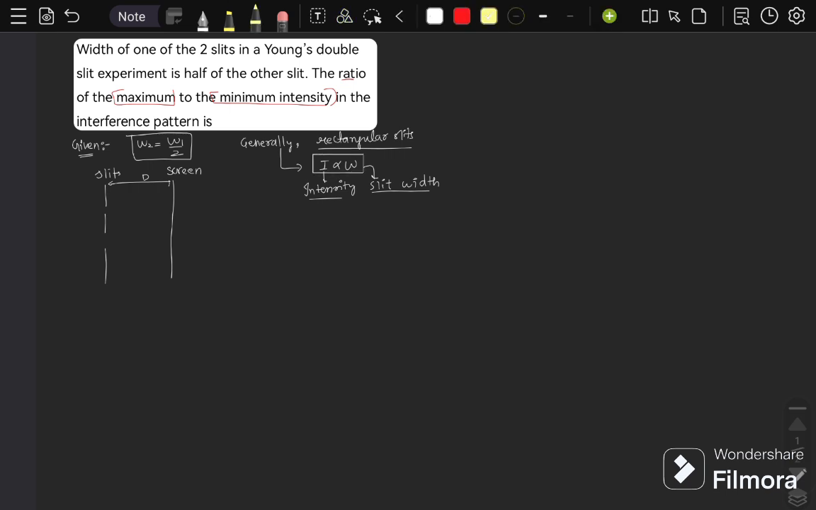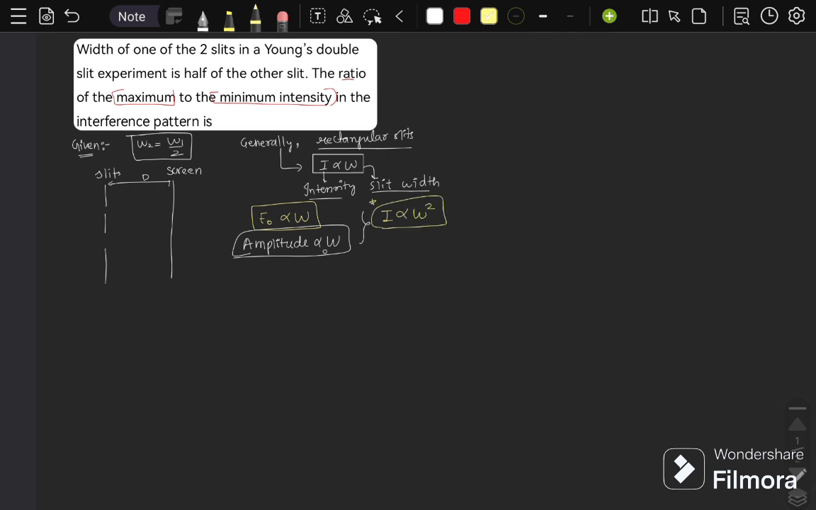In some cases it may be mentioned that E naught, or let's say B naught, generally E naught, varies with width. This may be mentioned in some questions. Otherwise it would be mentioned that amplitude is directly proportional to width. In both of these cases we take intensity directly proportional to width square.